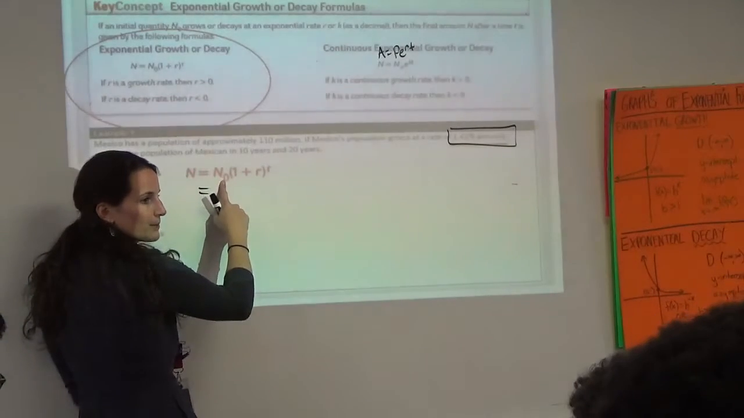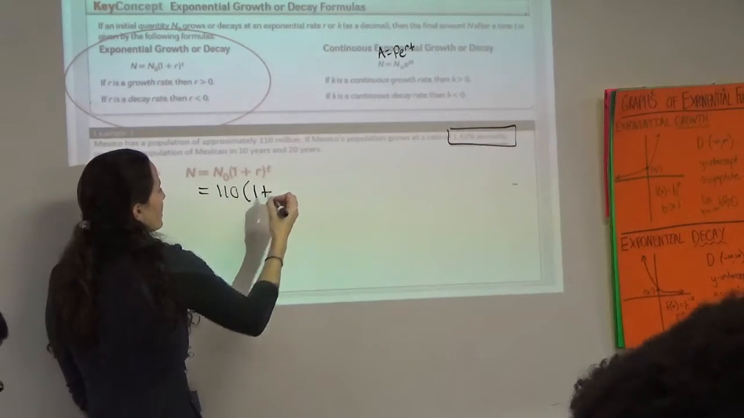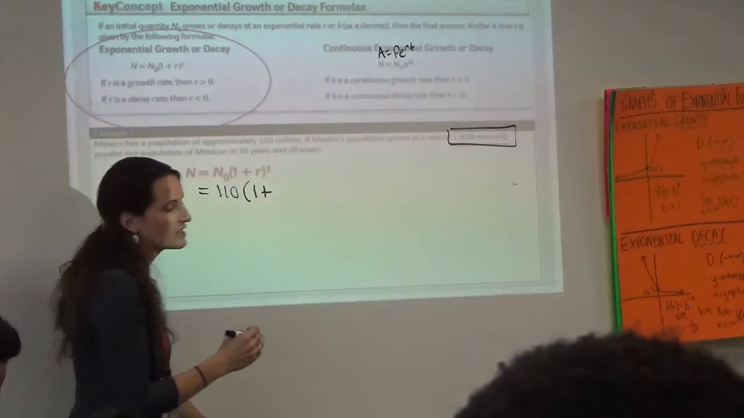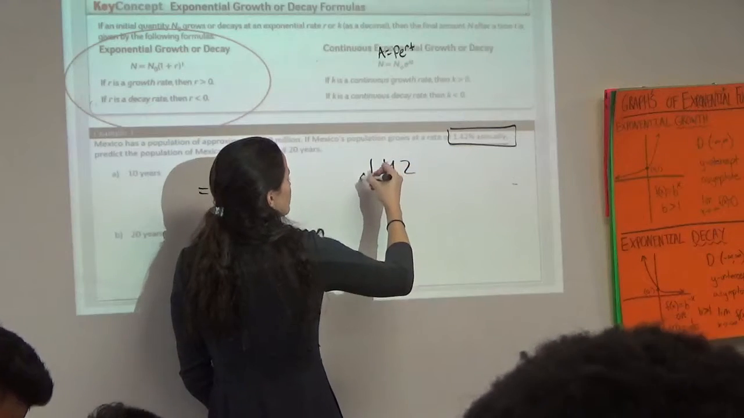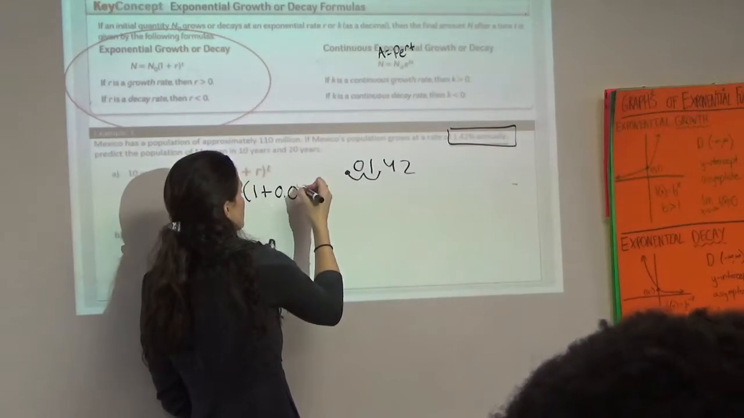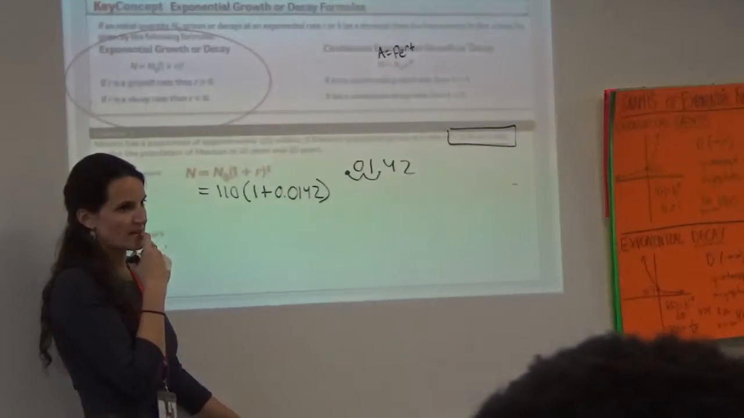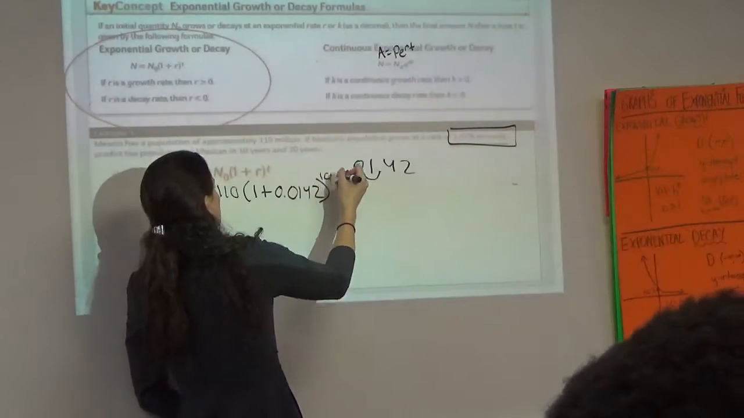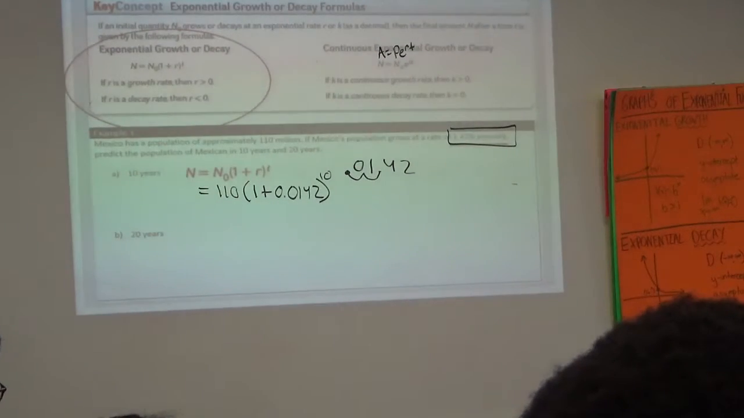Plug in our values. What's our beginning population? We have 1 plus, okay, be careful for your rate. 1.42, move it 2 places, would be 0.0142, raised to the 10 years. Go ahead and calculate that for me.